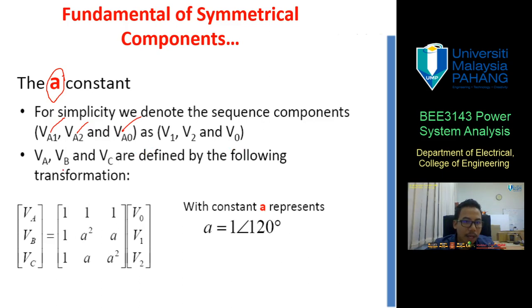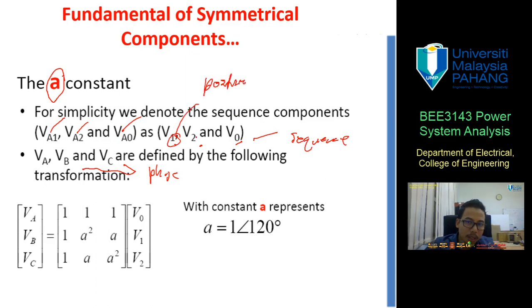So VA, VB, VC are defined by the following transformation. Remember VA, VB, VC, not vice chancellor. VC is the phases. We have 3 phases: phase A, phase B, and phase C. But the 1, 2, and 0 are the sequences, where 1 is the positive sequence, 2 is negative, and 0 is the zero sequence.